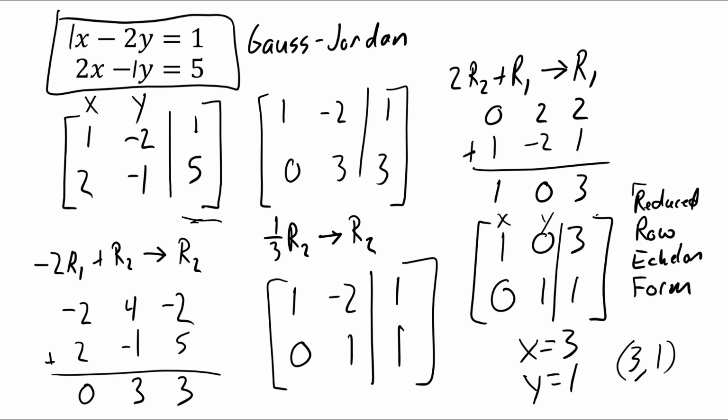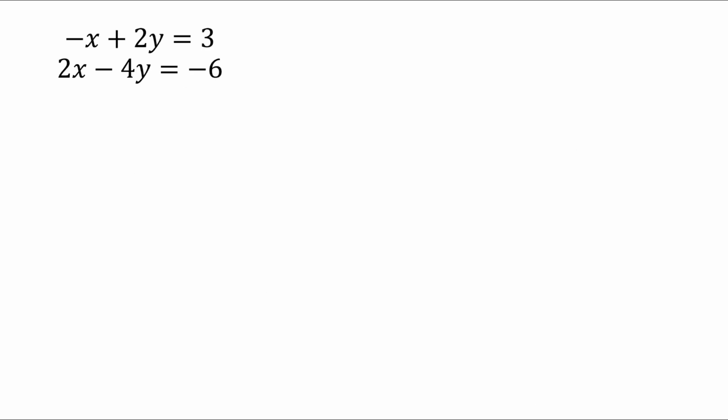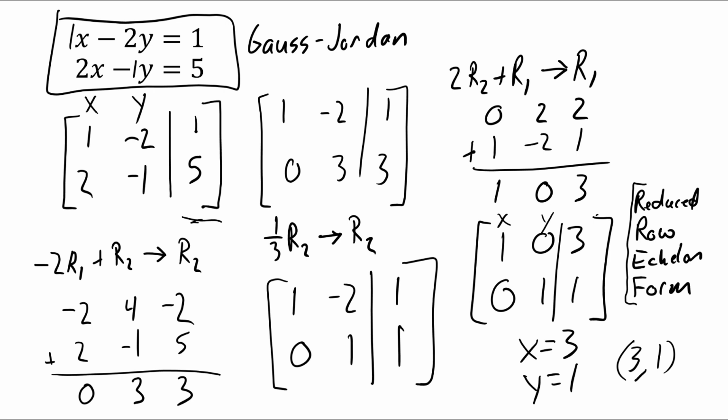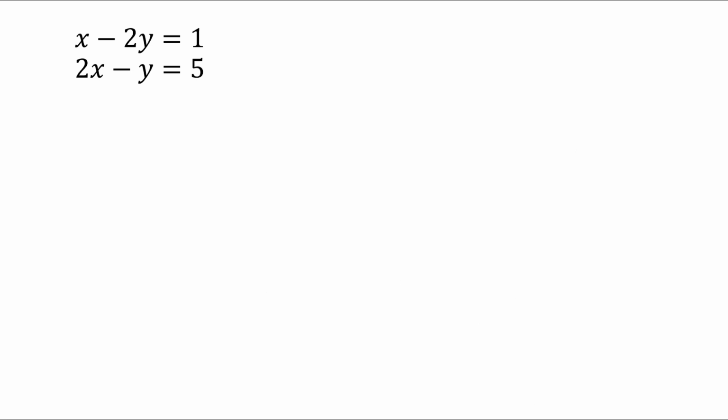Before we do that, notice this right here, reduced row echelon form. The first letters of each of those words are R, R, E, F. And that is the function we are going to use in the calculator to solve this system. So let's go back to our original system. There we go. There's our original system. So we want to use the calculator to solve this system for us.